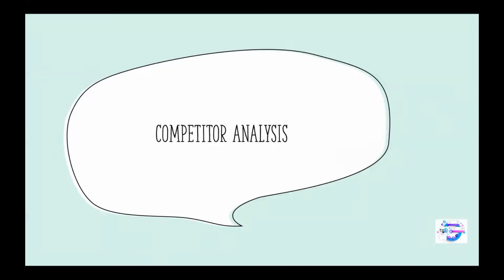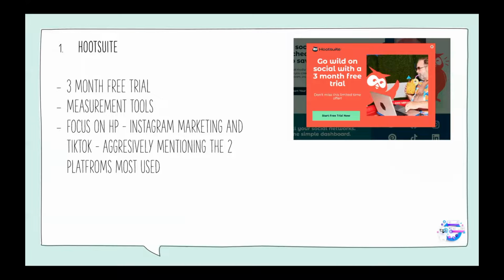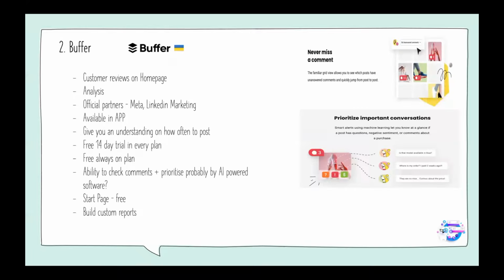Now we're going to move on to the competitor analysis. This is a very world-famous one, Hootsuite. Just quick highlights over here. A 3 month free trial, and it offers measurement tools, which Hellowoofy does not offer. They focus a lot on Instagram marketing and TikTok, aggressively mentioning this across their platforms. So if you're someone looking for Instagram and TikTok, this could be a better option for you, but they are a bit pricey. So definitely look at their plans before you do this.